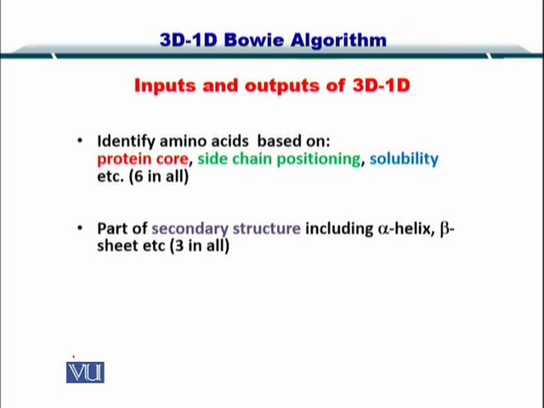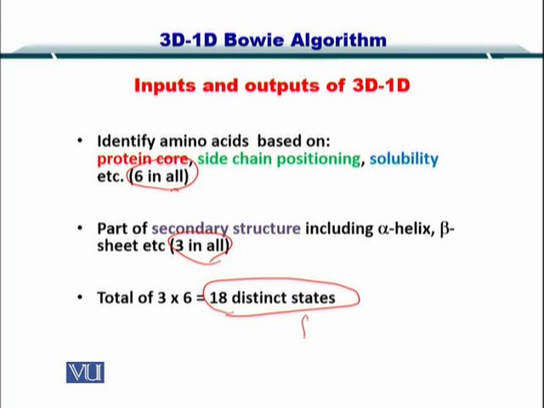So if you create a profile for, let's say, 6 attributes and 3 secondary structures, then you will have 18 different distinct states for each amino acid. So if you have 20 amino acids, then 18 states per amino acid. So therefore 18 multiplied by 20. So you will have about 360 different profiles. Remember that these profiles are one-dimensional now, or simply ones and zeros.